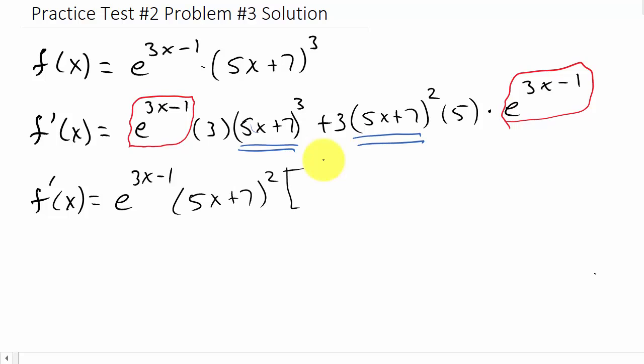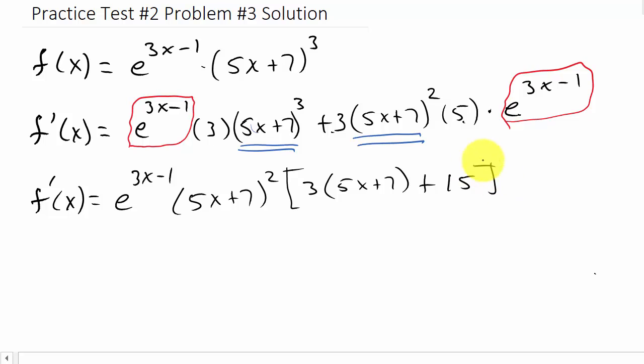And then let's see what we're left with. If we factor out a 5x plus 7 squared, we're going to be left with a 3 times 5x plus 7. We'll be left with one of these. Because if we multiply this times this, see how this base and this base are the same? That's to the first power. You add the exponents, that gives you the 3. Plus, and then if we factor it out here, we're left with what? 15. So plus 15.